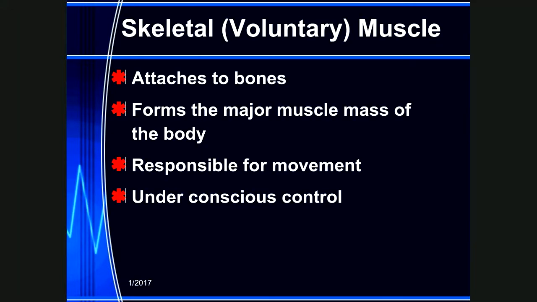We'll first talk about our skeletal muscle, also known as voluntary muscle. It attaches to bones and forms the major muscle mass of the body and is responsible for movement and is under conscious control. Hence the name voluntary. It allows us to move. We can move or we can stop this muscle from moving. So it's known as a voluntary muscle.